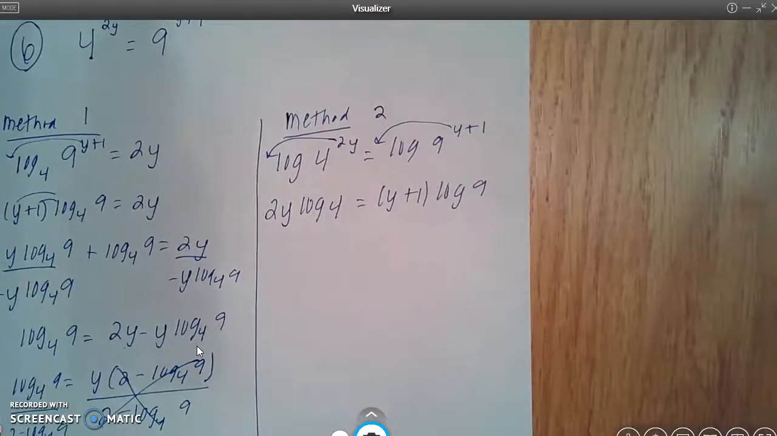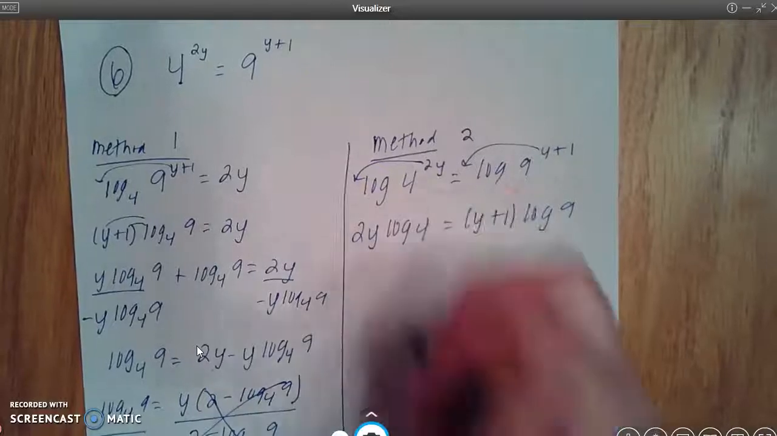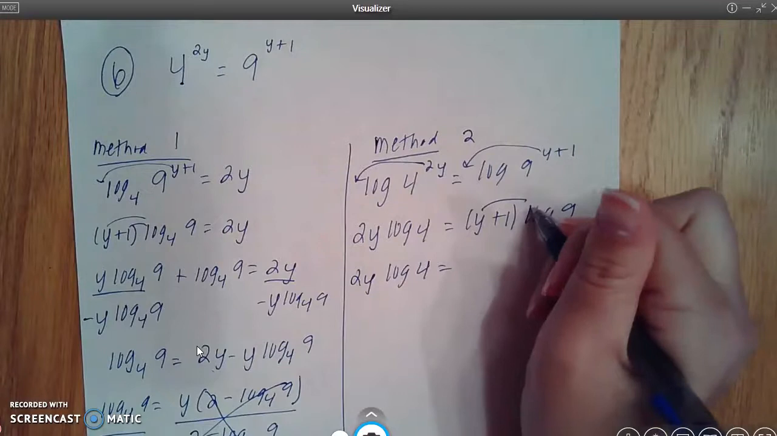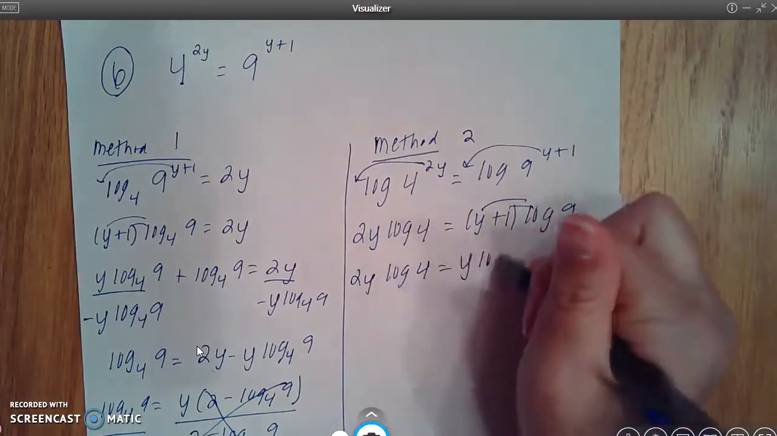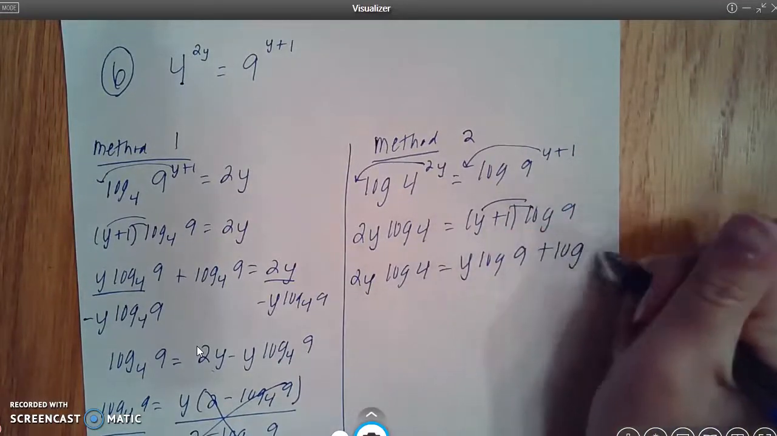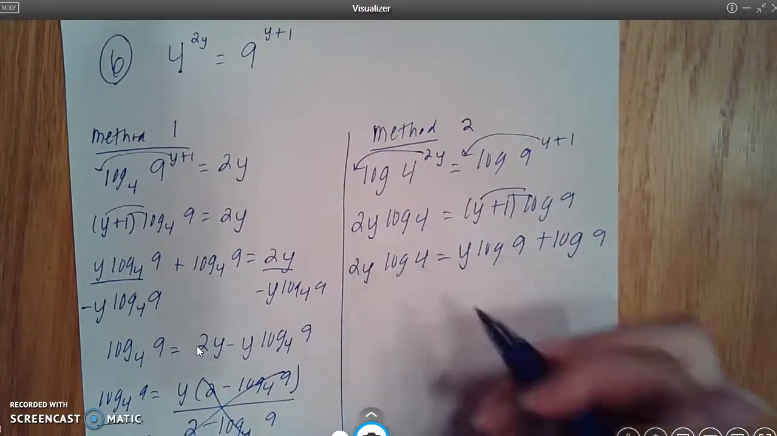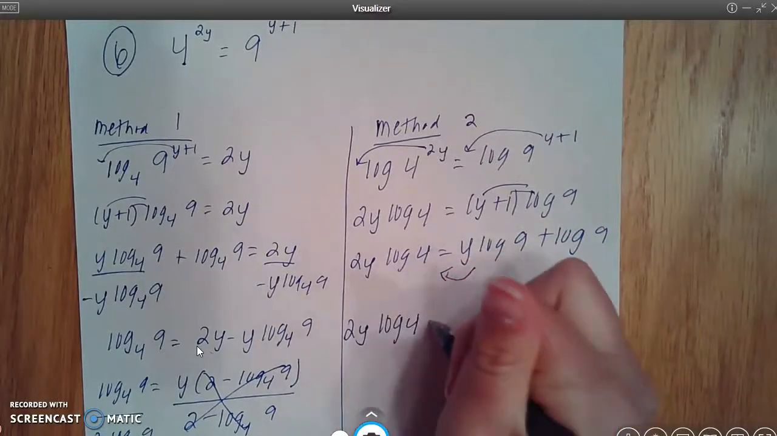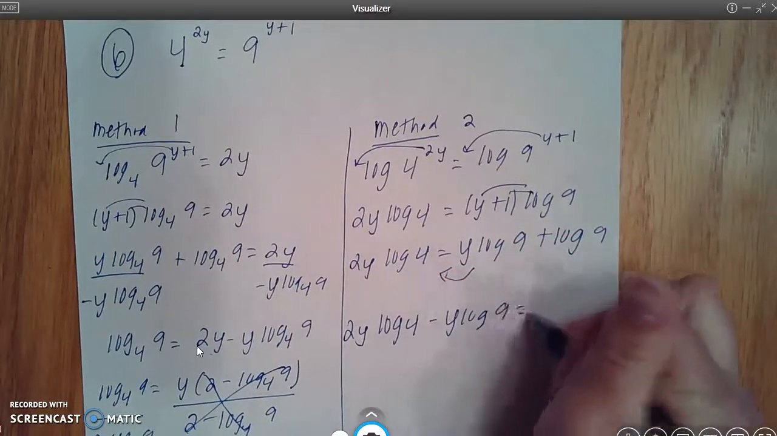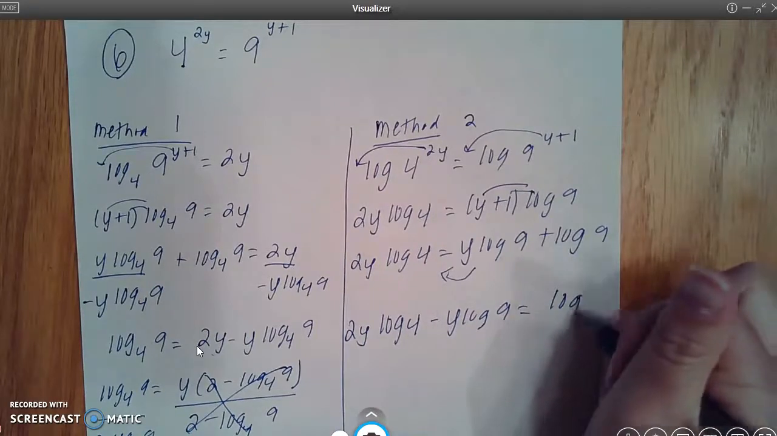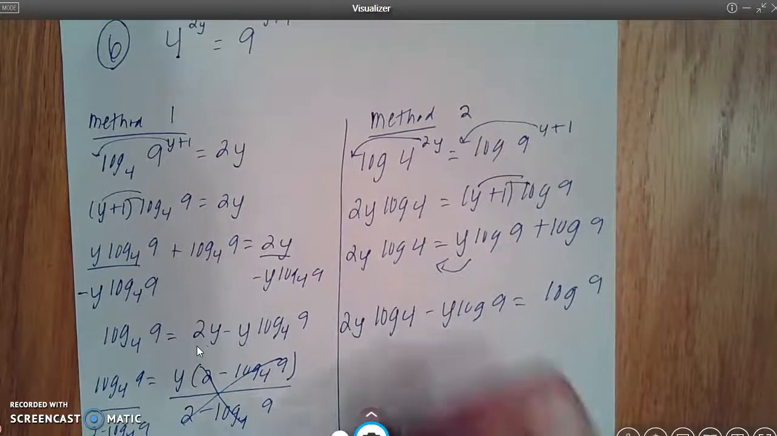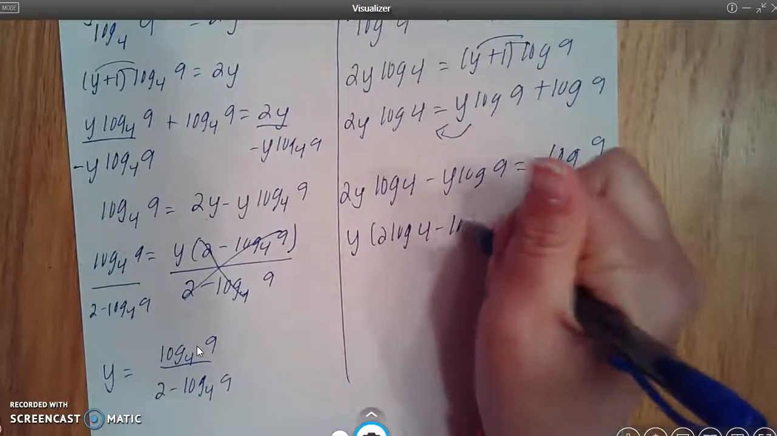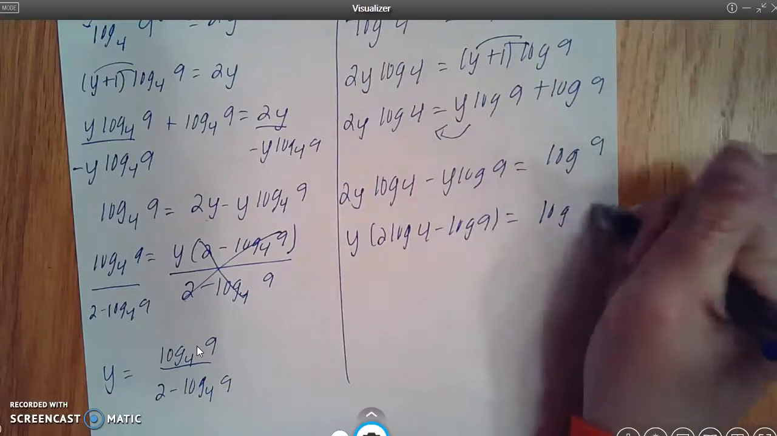Okay. We still have a y on either side, so that doesn't really help us, but you can do what we did on the other side, and we can distribute my log 9 to both of these, and I'll get y log 9 plus log of 9. I need to get my y's on the same side, so I'm going to move that one over here. I'm going to get 2y log of 4 minus y log of 9 is equal to log of 9. You can now go through and factor out your common term of y, and you get y times (2 log of 4 minus log of 9) is equal to log of 9.